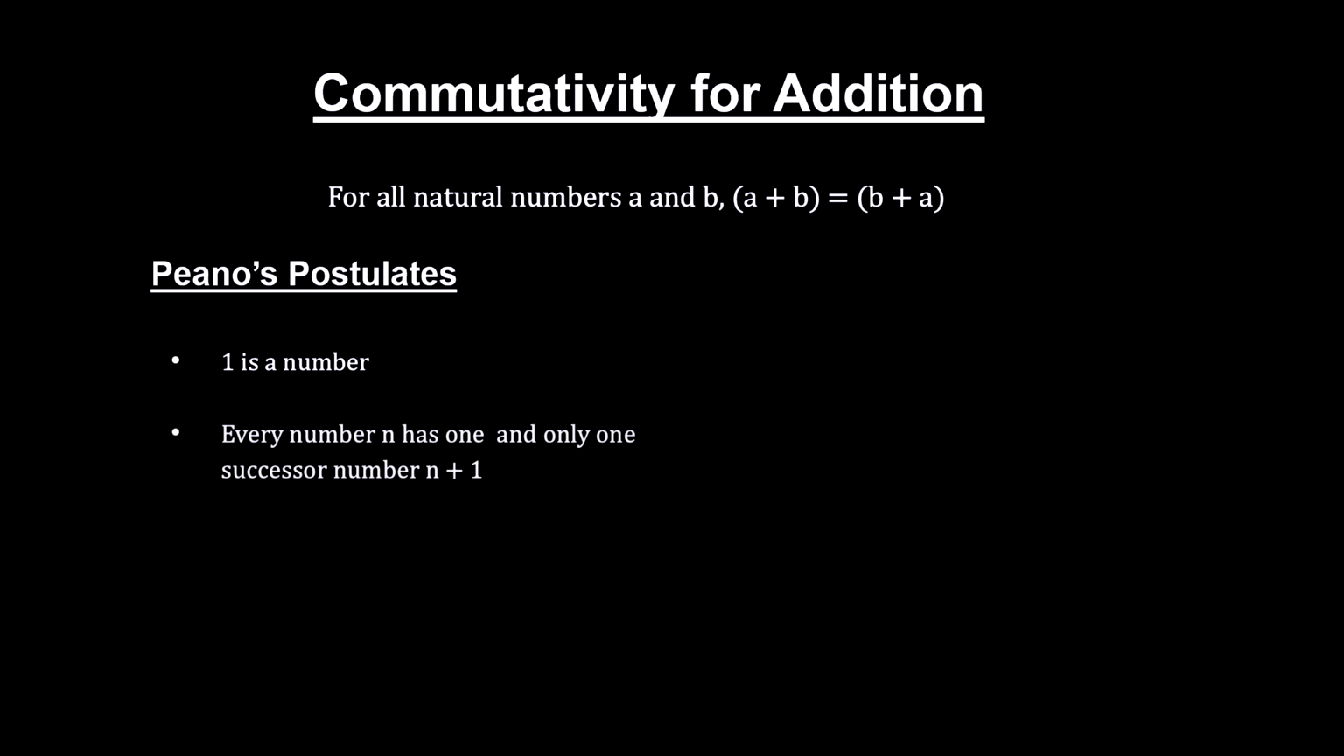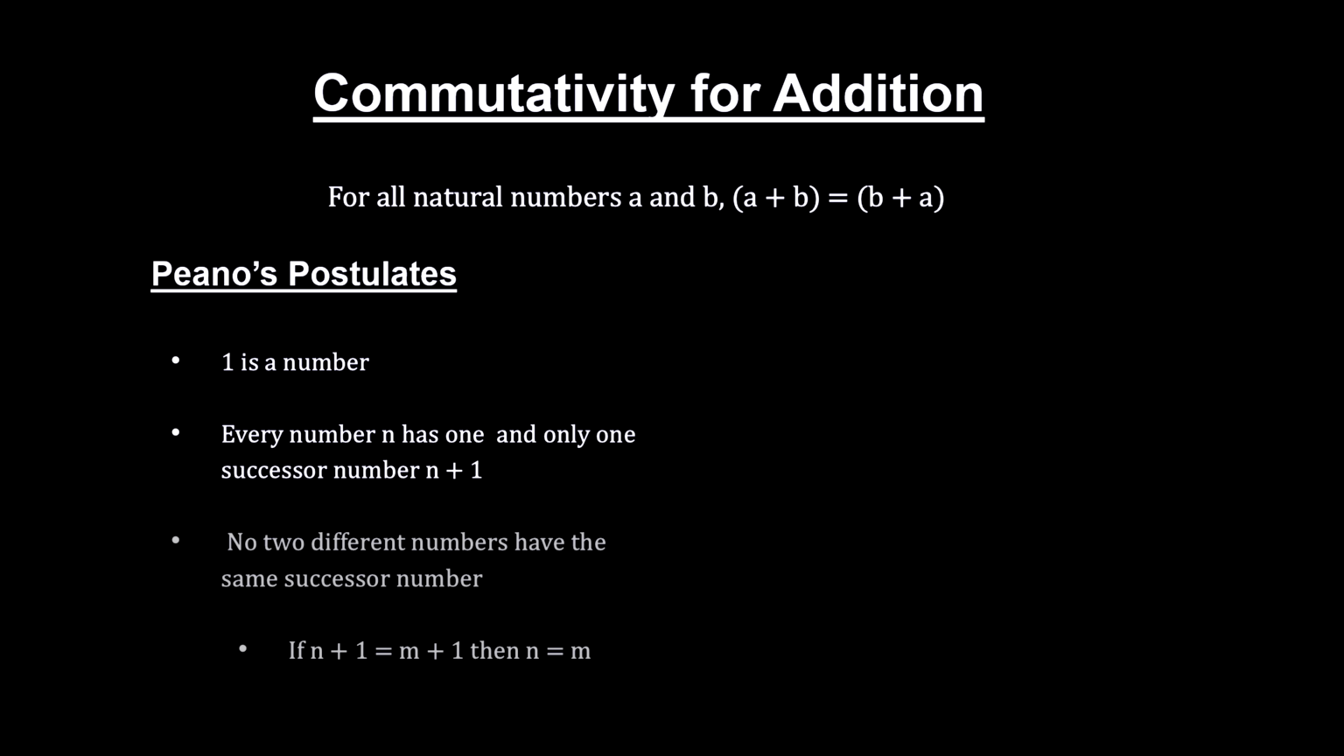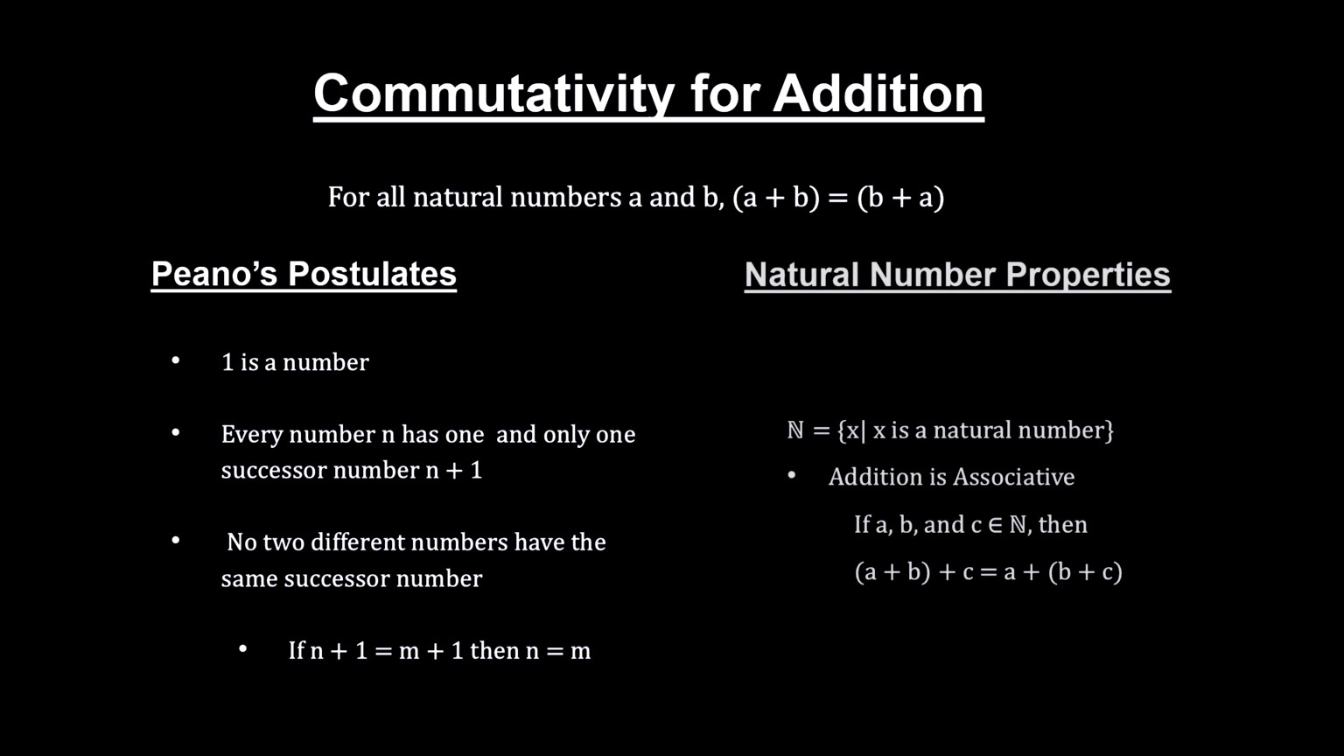All we have to go on are our postulates and one proven theorem. The postulates are: 1 is a number, every number n has 1 and only one successor number, n plus 1. No 2 different numbers have the same successor number. And the associative property of addition: (a plus b) plus c is equal to a plus (b plus c).